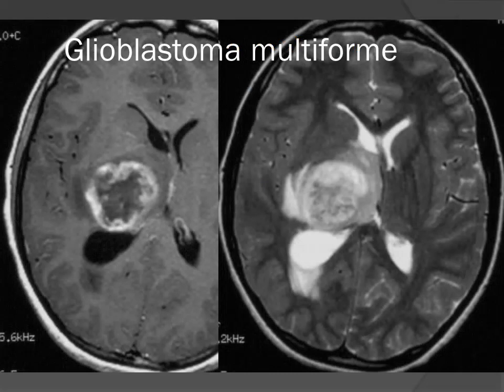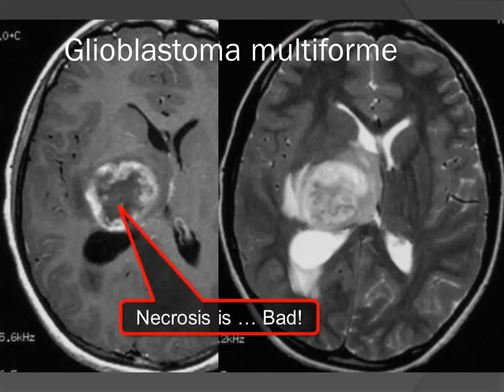Here is a classic glioblastoma multiforme in the thalamus with a very thick and shaggy margin of enhancement, and it has central necrosis. Necrosis is bad in a neoplasm, whereas fluid-secreting tumors, fluid is good.